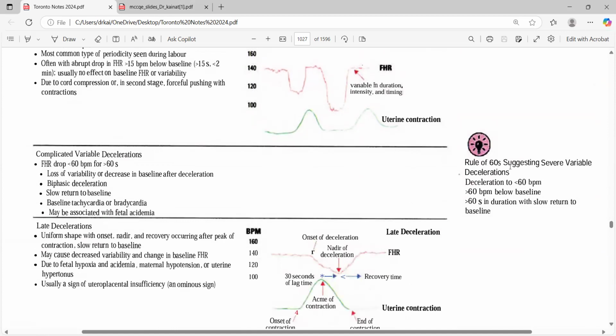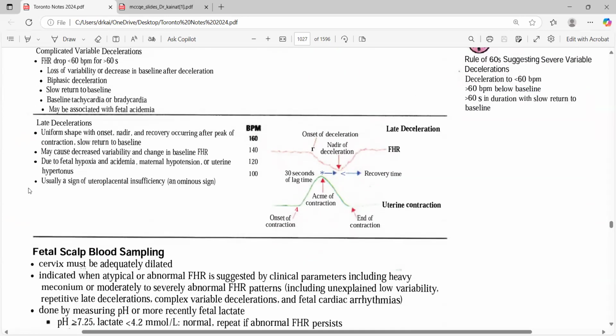Then the rule of 60 suggests severe variable deceleration: a deceleration of more than 60 seconds, with a slow return to the baseline. This is basically severe. In that case, this is going on for too long.